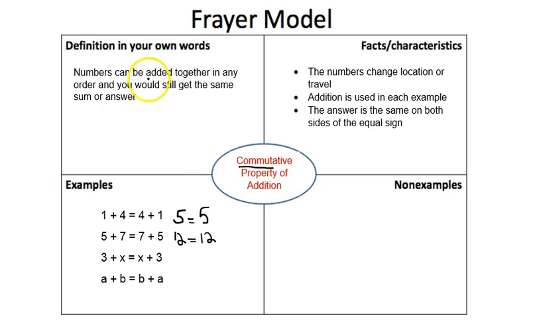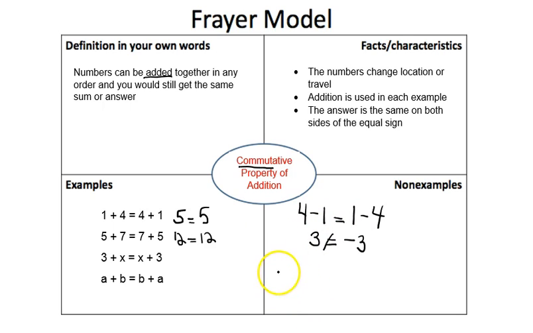And the key word here is added, because I'm going to show you a non-example. A non-example would be 4 minus 1 and 1 minus 4. Although the two numbers change location or switched, I do not get the same answer on both sides of the equal sign. This is 3. However, 1 minus 4 is negative 3. Those are not equal. And remember, you have to have the same answer on both sides of our equal sign. So that would be a non-example.